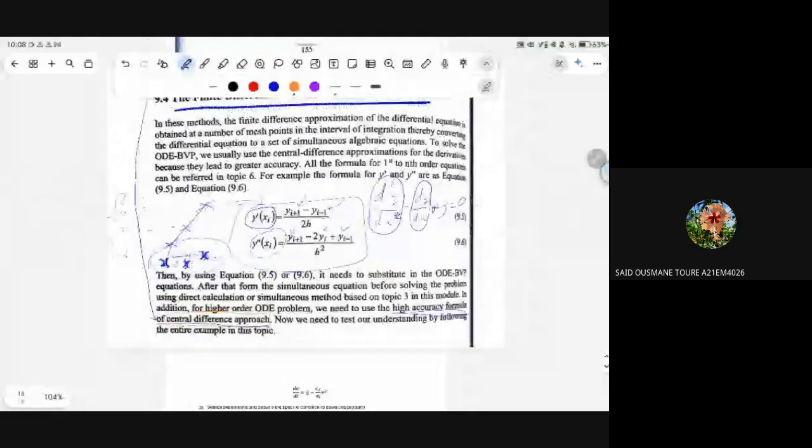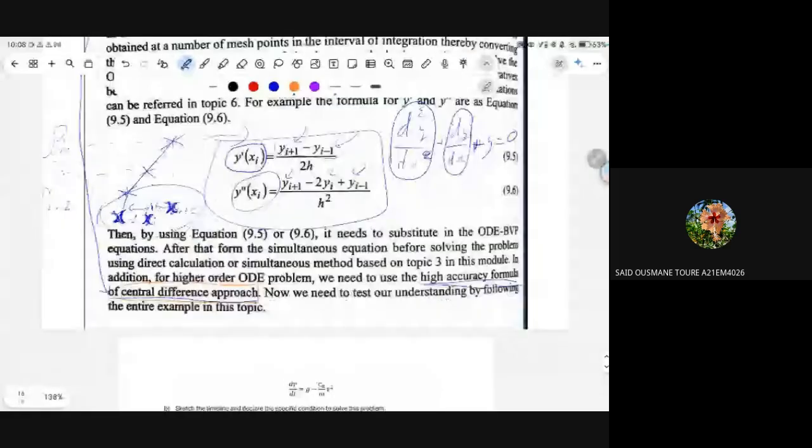They mentioned that after substituting these equations in here, because this is here and this is here, just be mindful of that. After substituting these two formulas in the equation, form the simultaneous equation before solving the problem using direct calculation or simultaneous method based on topic 3 in this module. In addition, for higher order ODE problems, we need to use the high accuracy formula of central difference approach.